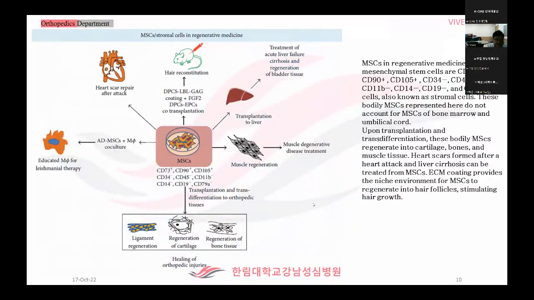You can see that the mesenchymal stem cell has the capability to reconstruct hair, then heart repair, then also muscle regeneration and cartilage, ligament, and also we found certain evidence with the tendons, then regeneration of the bone tissue. So obviously we are interested in this particular phenomenon in our department.